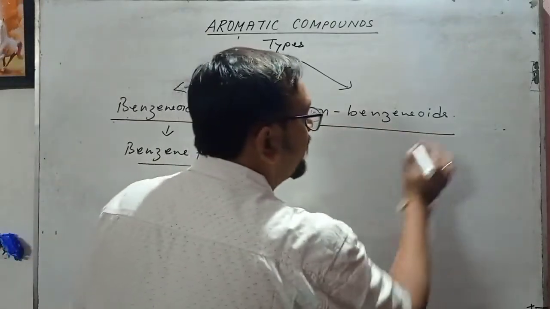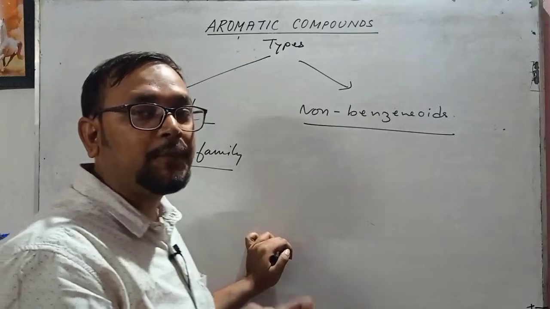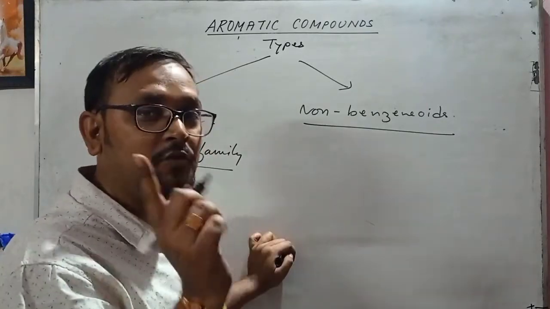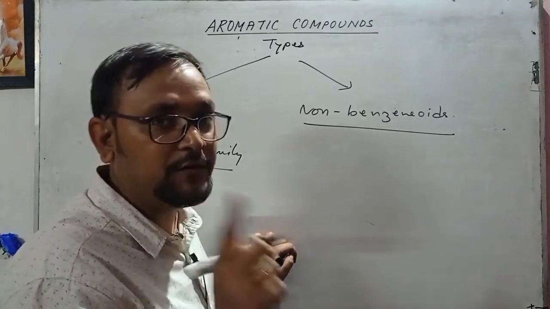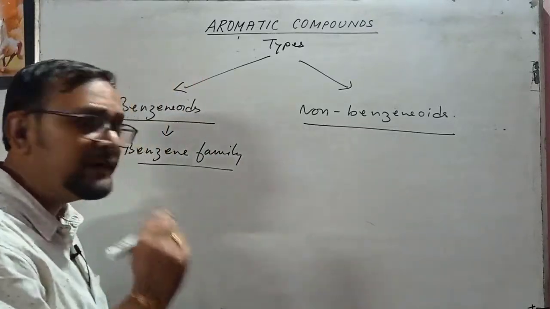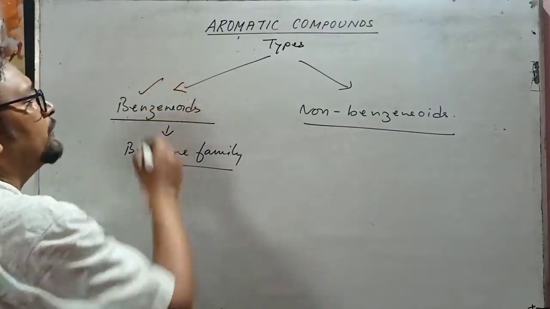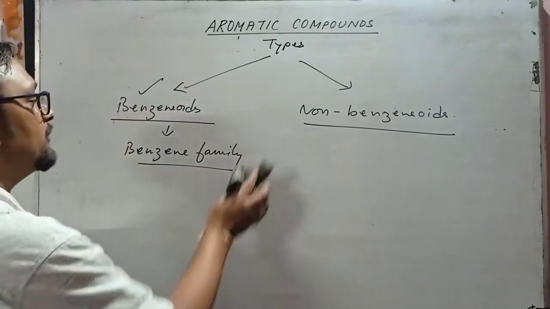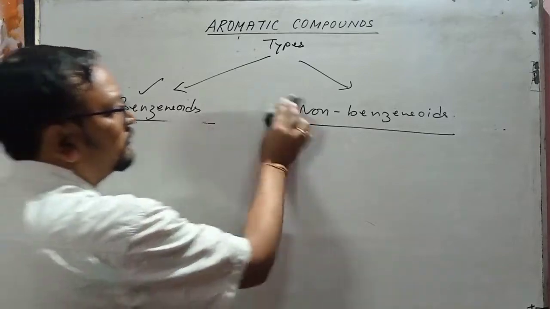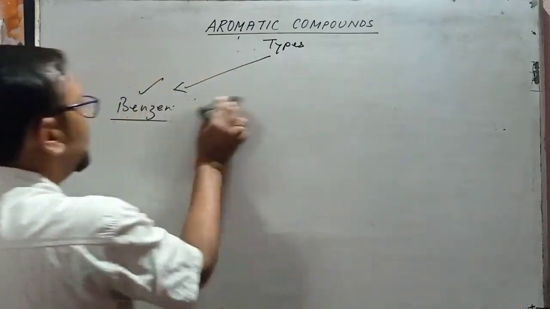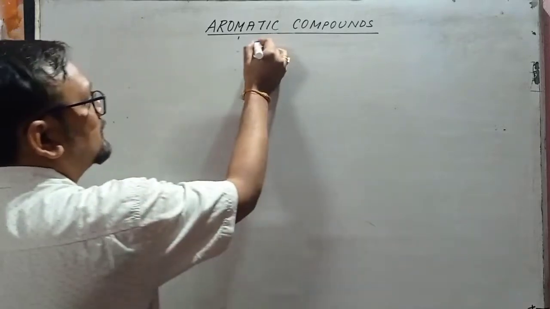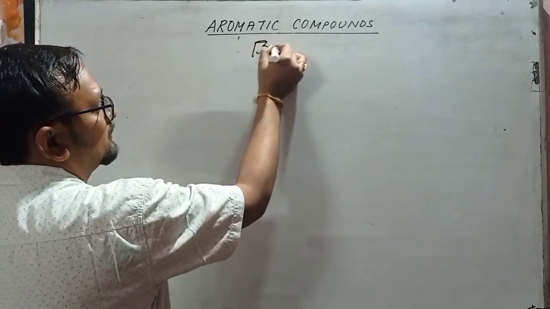Non-benzenoids show all the properties and characteristics of an aromatic compound, but they do not have a benzene ring in them. We will discuss them one by one. Let's start with the benzenoids first. Let me erase this part and quickly discuss benzenoids.